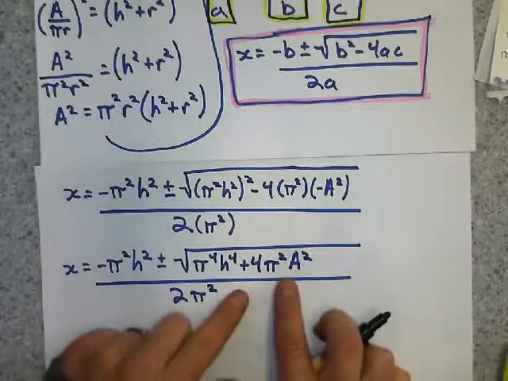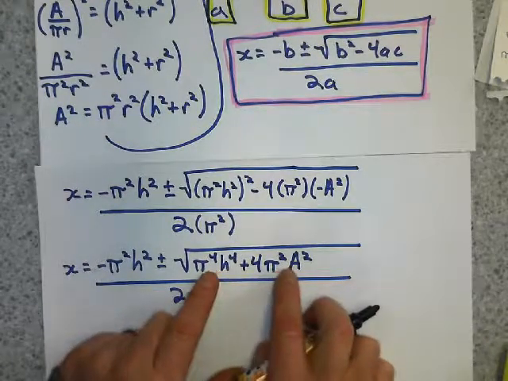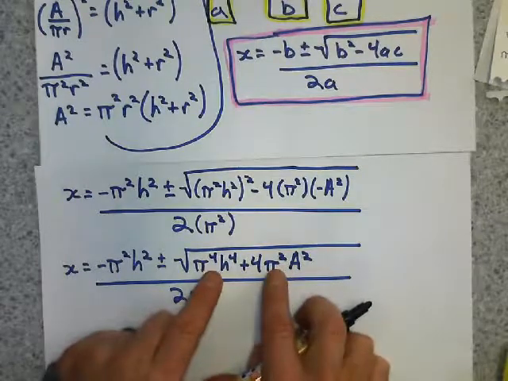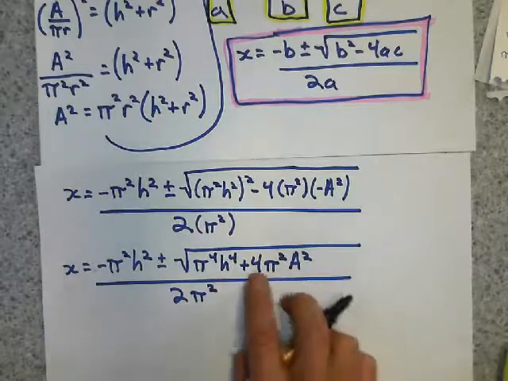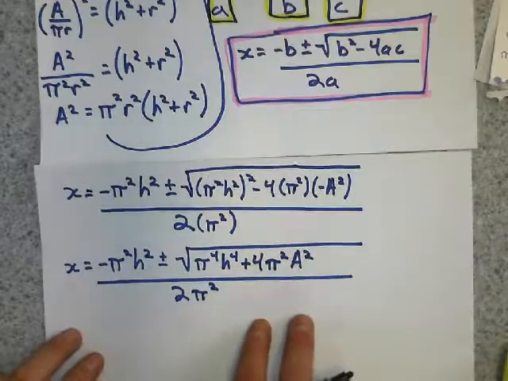I looked at this right here, and I thought, well, I could factorize a pi squared out, and do some simplifying in here. I can't collect any like terms, so I just left it. I thought, you know what, it can stay there. It's not going to be a major thing.